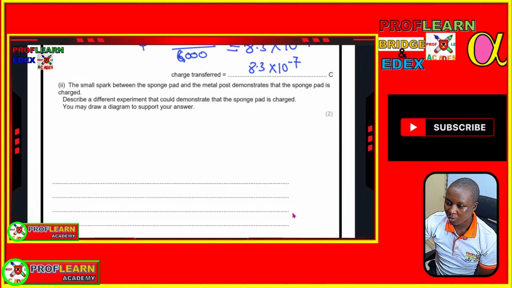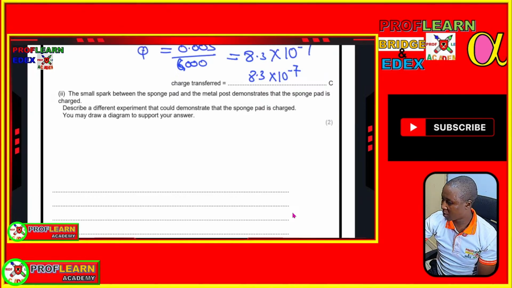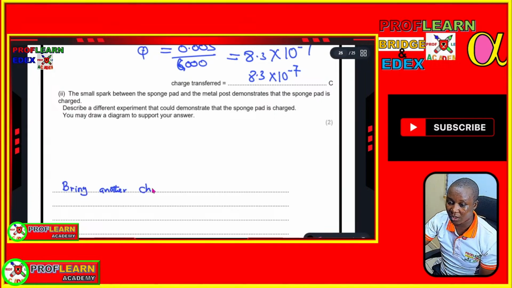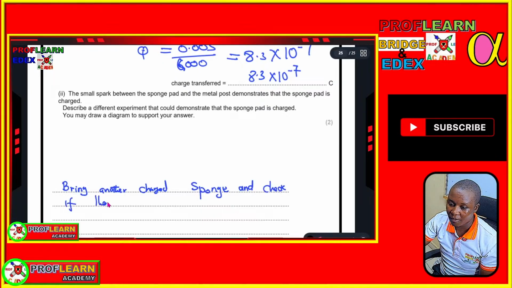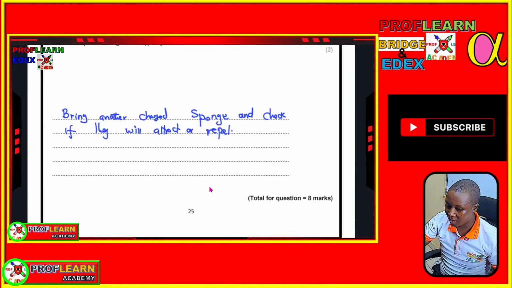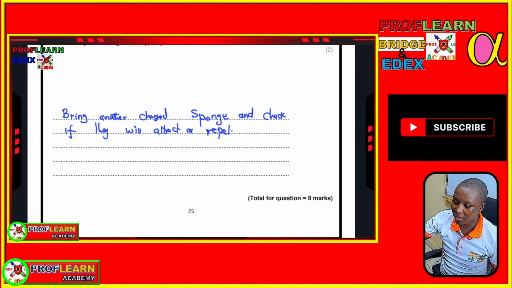There are different ways you can determine whether the sponge has a charge, either by using repulsion or by using attraction. So if you bring another charged sponge and check whether there will be attraction or repulsion.